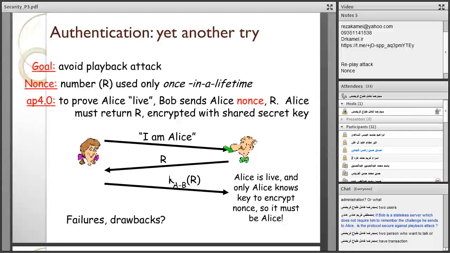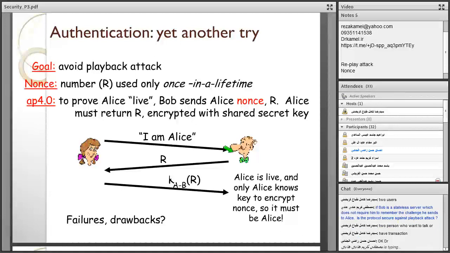If Bob is a stateless server, which does not require him to remember the challenge it sends to Alice, this protocol secures against... actually it's not the meaning of stateless. Even if the server is stateless, it should wait until it receives the encrypted R from Alice. It should wait, so it cannot throw R away.